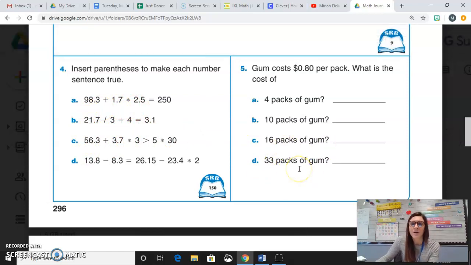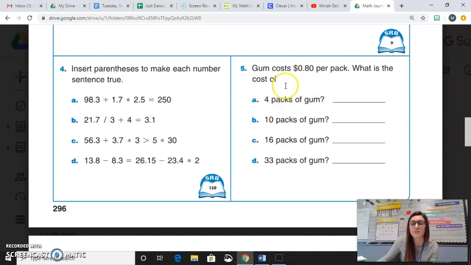Number 5, gum costs 80 cents per pack. What is the cost of 4 packs of gum? So what you're going to do here again is forget about your decimal for a second. So what you're going to do for 5A is 4 times 80. Then when you're done figuring out what 4 times 80 is, you're going to come back to your answer and you're going to move your decimal over twice.